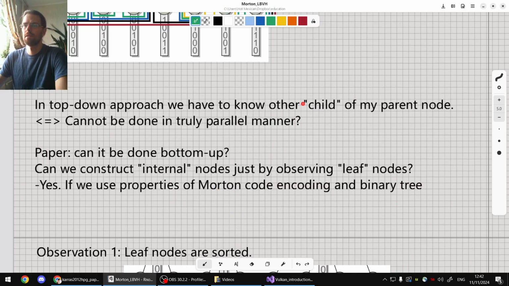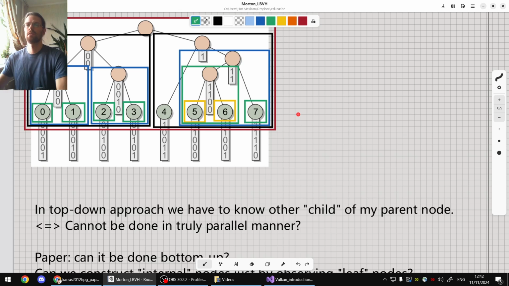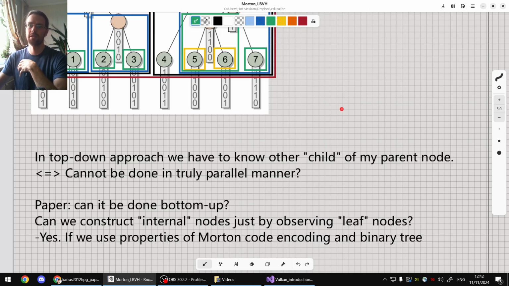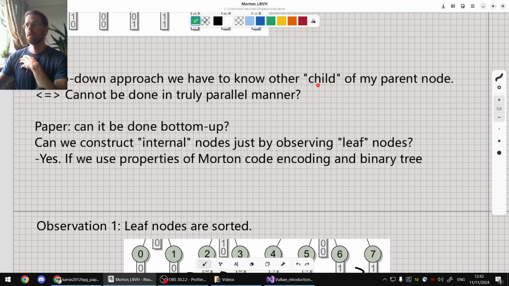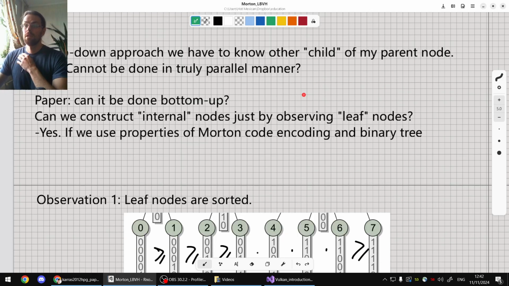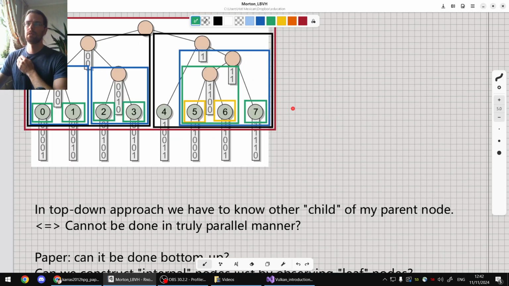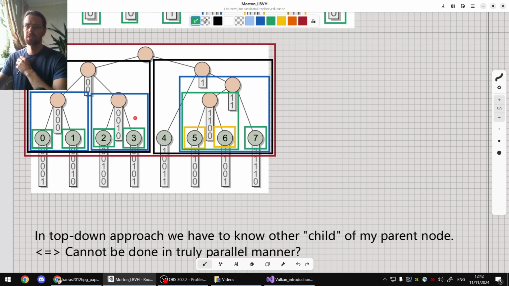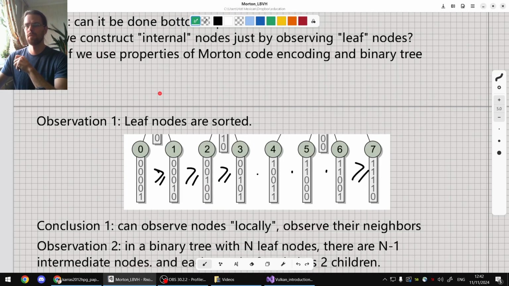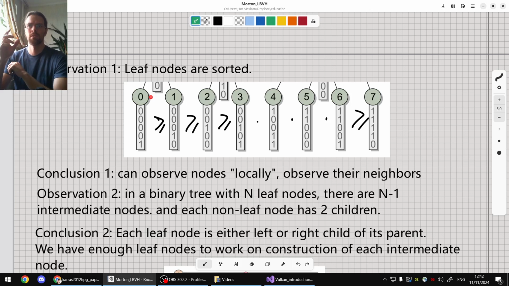And well, the idea is that we start exploring the leaf nodes at the bottom, and then from each leaf node, somehow construct an intermediate node. Again, intermediate, it's not leaf, something above. In fact, we can do it by using the properties of binary trees and the fact that we are using Morton code and that values are sorted. Kind of, it's based on observation.